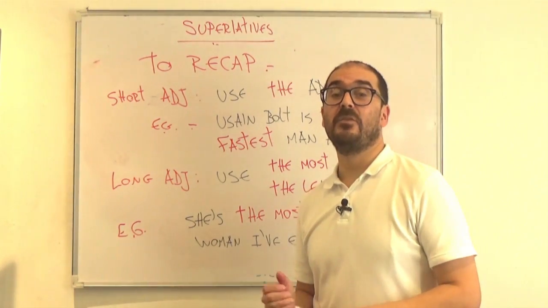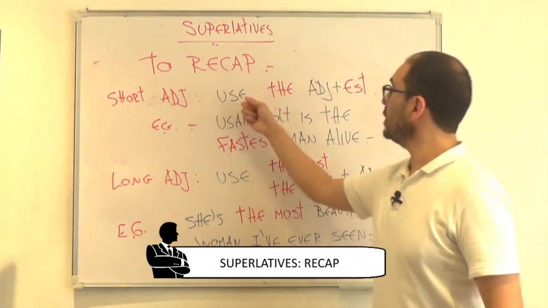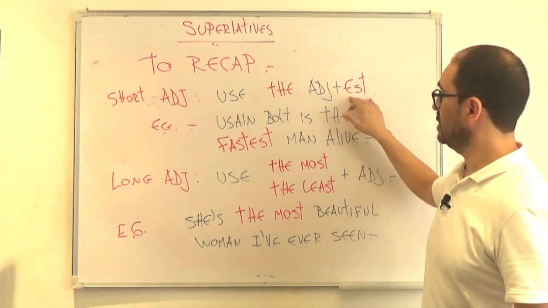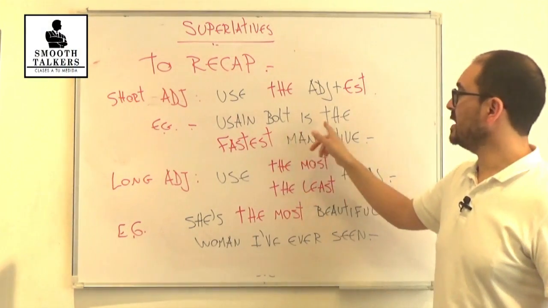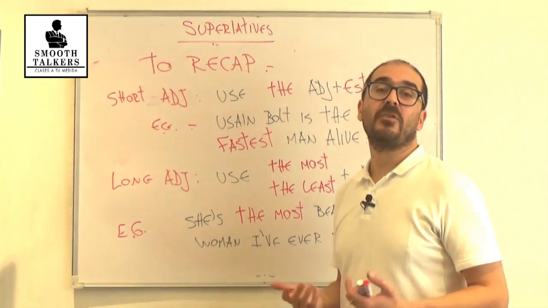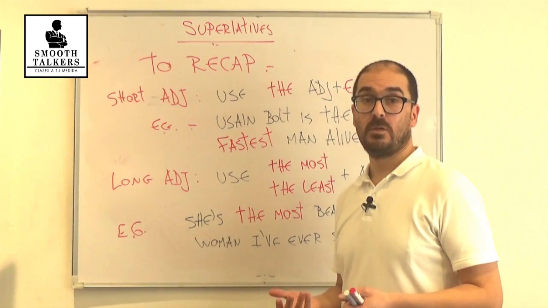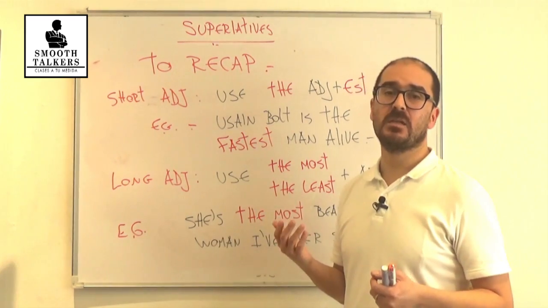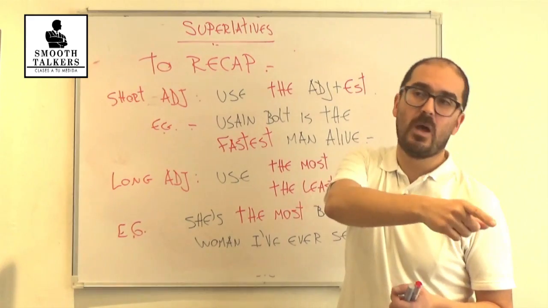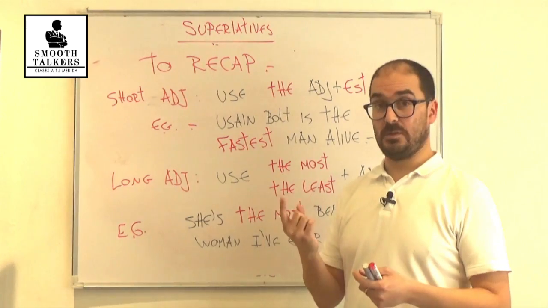Let's take a look at what we have learned today. All right? So, when using short adjectives, we use the adjective and then we use the ending est. Example, Usain Bolt is the fastest man alive. Or the Everest is the highest mountain in the world. When we say highest, it means that it's higher than this mountain, higher than that mountain, higher than that mountain and the mountain over there. So we're making a multiple comparison at once, okay?